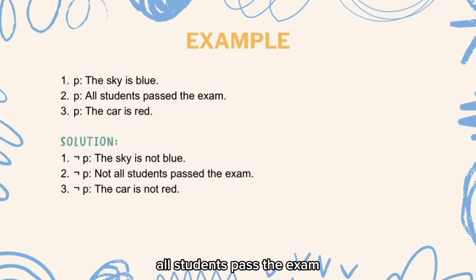Number 2, P: all students pass the exam. The solution for this is negation P, which is not all students pass the exam. Number 3, P: the car is red. The solution is the car is not red.